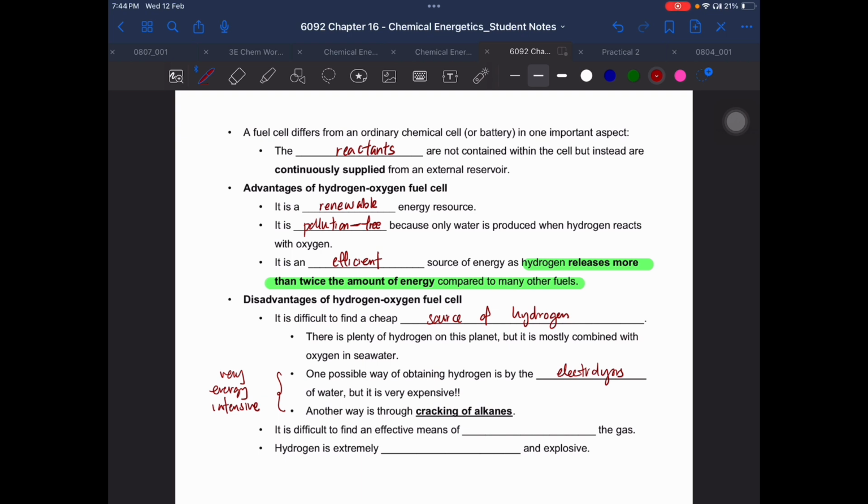Secondly, it's also very difficult to store the gas. And thirdly, we know that hydrogen is a very flammable gas because you learned about your hydrogen gas test, right? The lighted flame and the extinguishable pop sound, right? So it can catch fire very easily and it's very explosive.